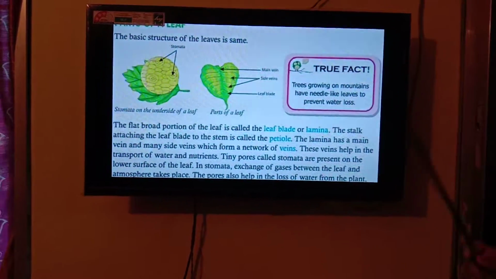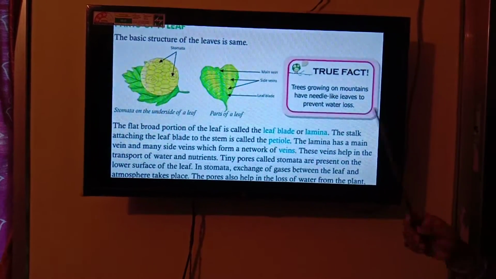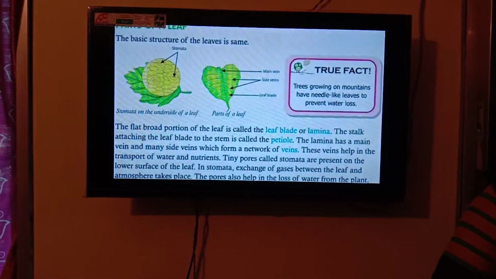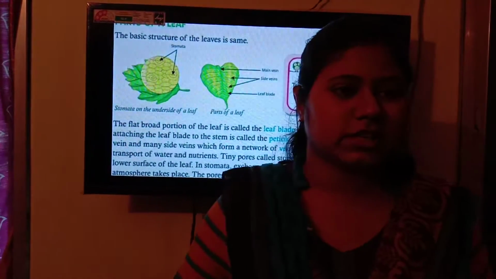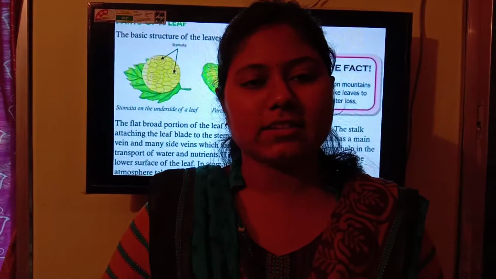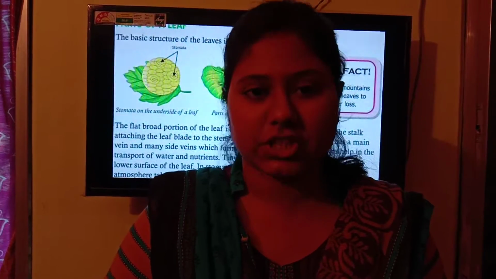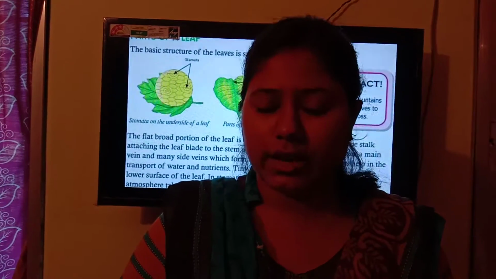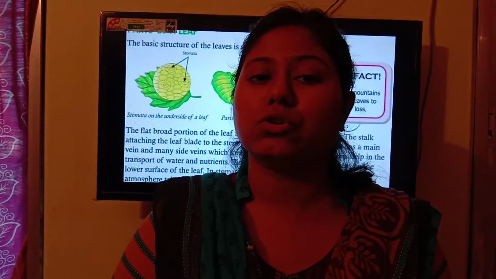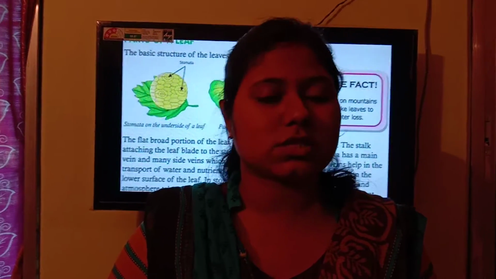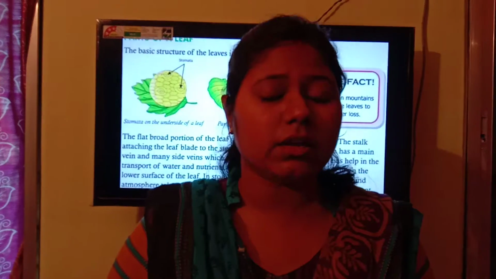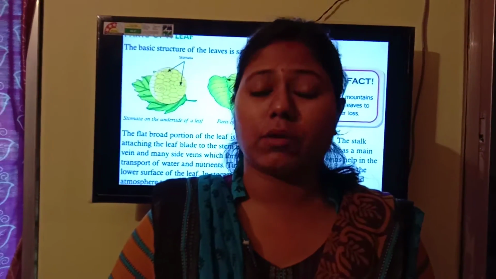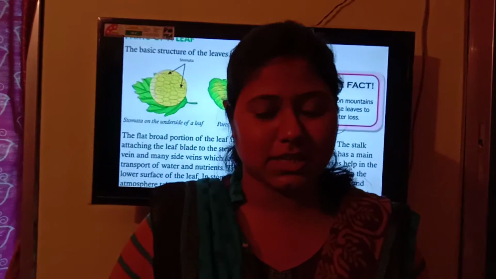Within the leaves there are some pore-like structures. These pore-like structures are stomata. Stomata help the leaves in gaseous exchange, and these pores help the leaves to lose water, and this process is called transpiration. So transpiration, the loss of water from the aerial parts of the leaves, is called transpiration.